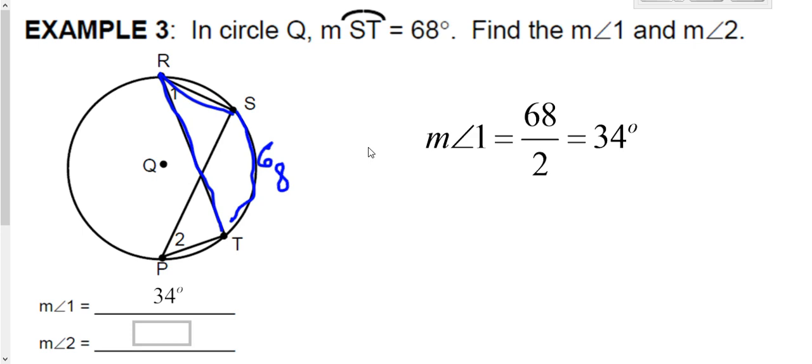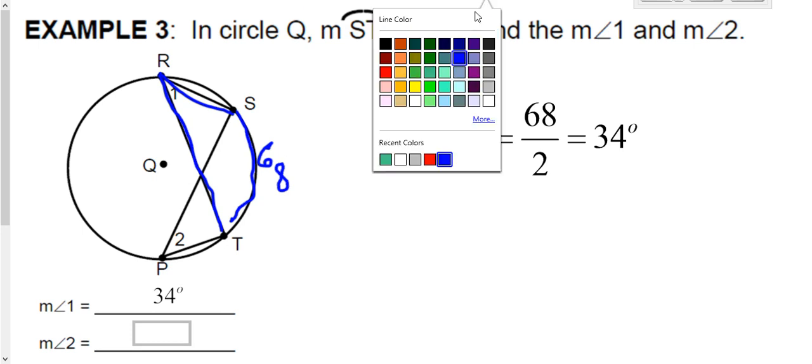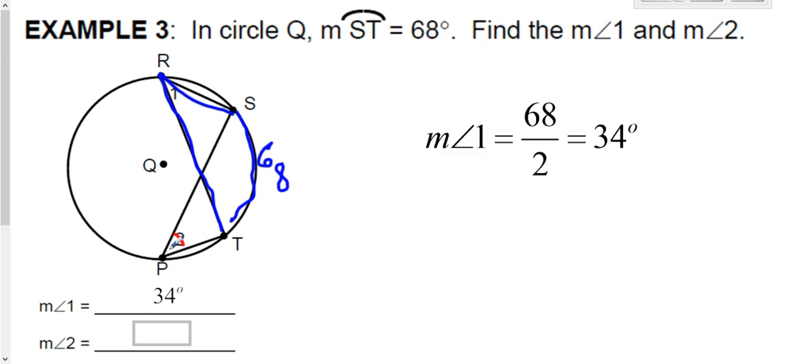Now if you look at angle 2, I'll color it in a different color. Let's go red here. Angle 2 is right here. You go to its sides. What arc does it intercept? Well, it intercepts the same arc, ST. So it must be the same measure. We don't even have to do the work. Of course, it would be 68 divided by 2 again, but we know it intercepts the same arc, so it's 34 degrees also. And that's what that property was talking about.